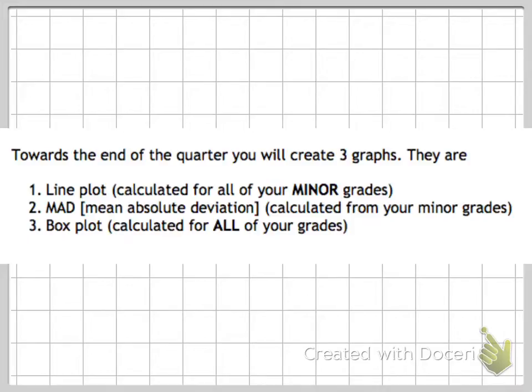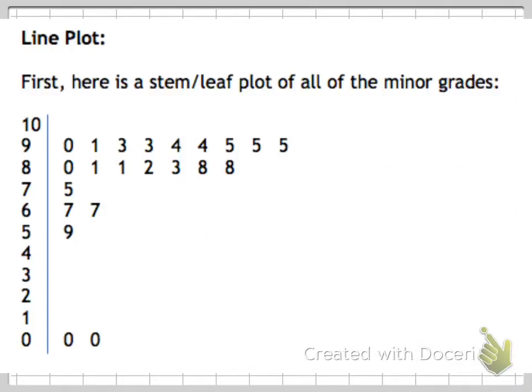Once the grading period comes to an end, so you're going to do this in March during the last week of school, you're going to complete 3 more assignments based on your grades. You can't do this until the end because you won't have enough data. That includes a line plot, the MAD, and the box plot. First, let's look at your line plot.